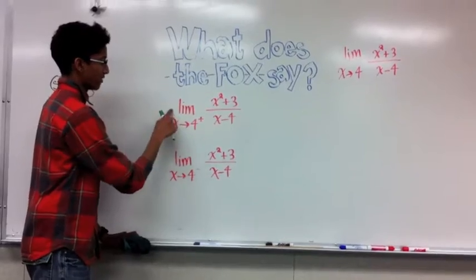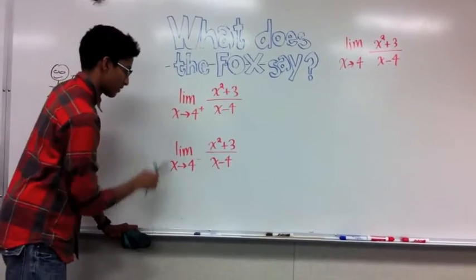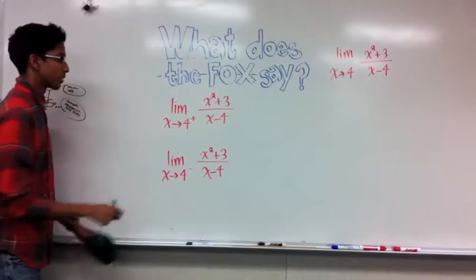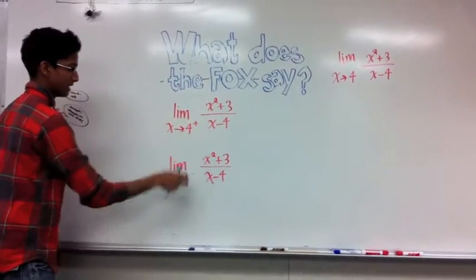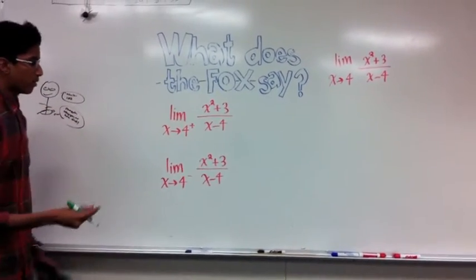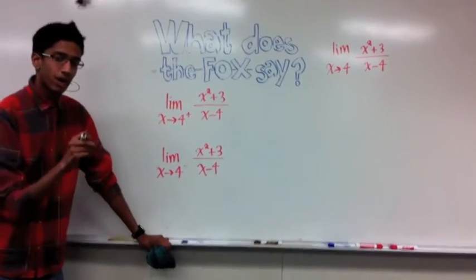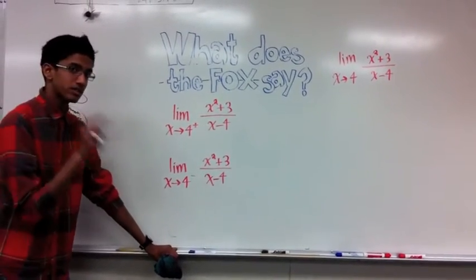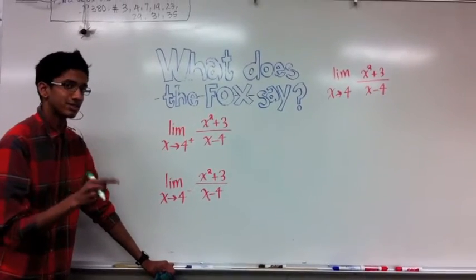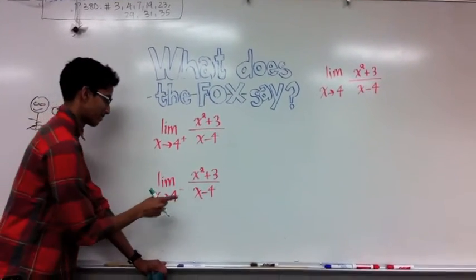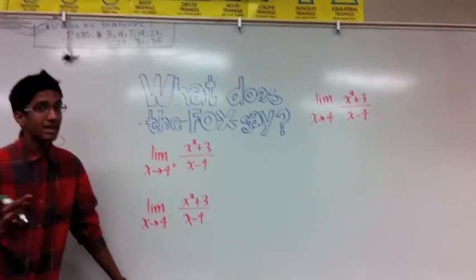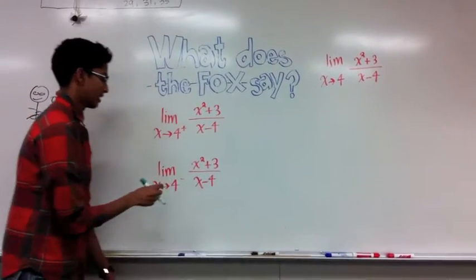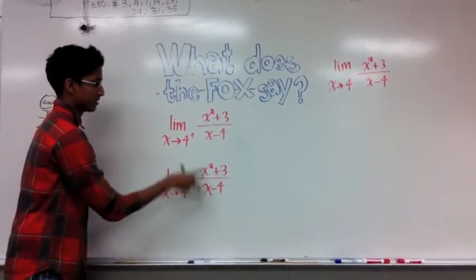We have limit as x approaches 4 from the right-hand side. Over here, we have limit as x approaches 4 from the left-hand side. So we're going to do the same thing, except with these different values. Now, we're going to have to be as close to 4 as possible. So from the right-hand side, the closest you can get is 4.000000000000001. And from the left-hand side, it's 3.999999999999999.